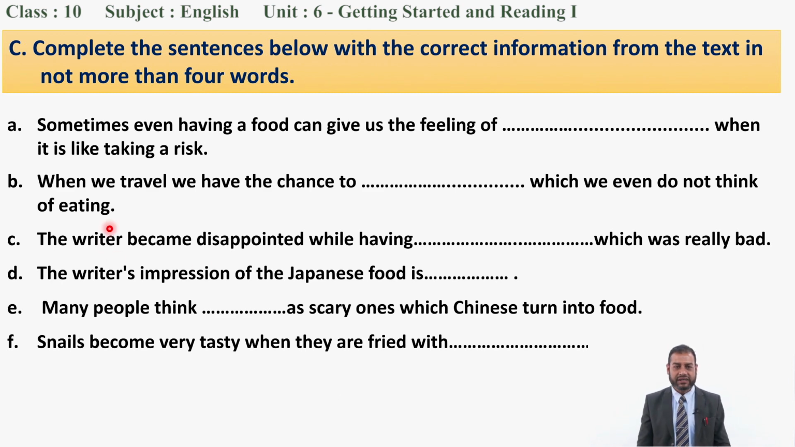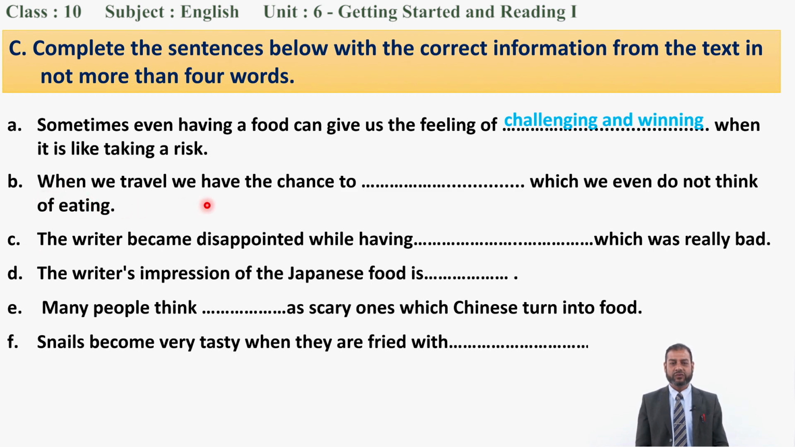Okay, let's begin. A. Sometimes even having a food can give us the feeling of... what is it? C. Challenging and winning, when it is like taking a risk. As we have already discussed, when we go to a new place and if the food is strange to us, at that time it's like a challenge for us, and if we eat that one, it is a kind of winning. So, you can write down, okay, challenging and winning. Done? Great job.